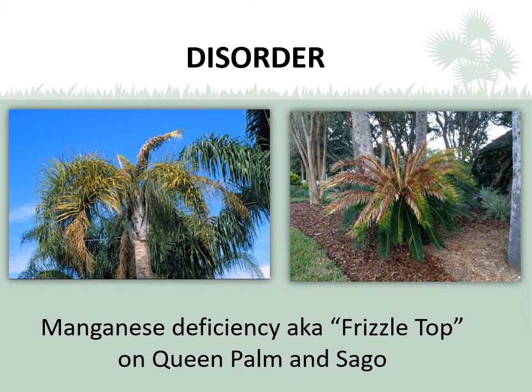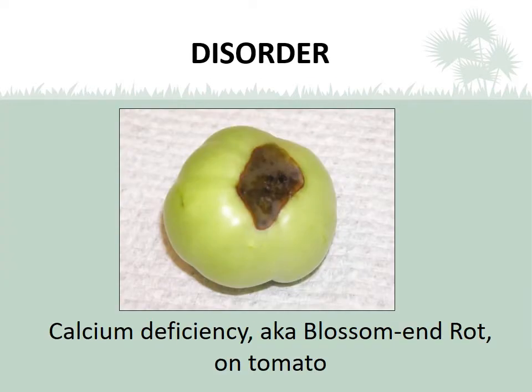Sometimes this is confused for potassium deficiency, and really it's where this particular discoloration and necrosis is happening in the canopy. That's very key to remember for manganese deficiencies, also known as frizzle top on the queen palm and sago palms. Here we have another example of a disorder.